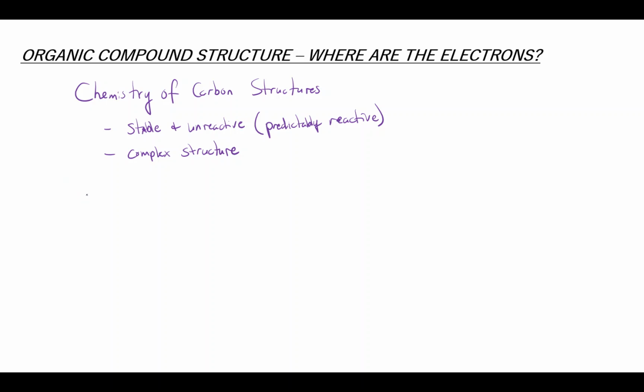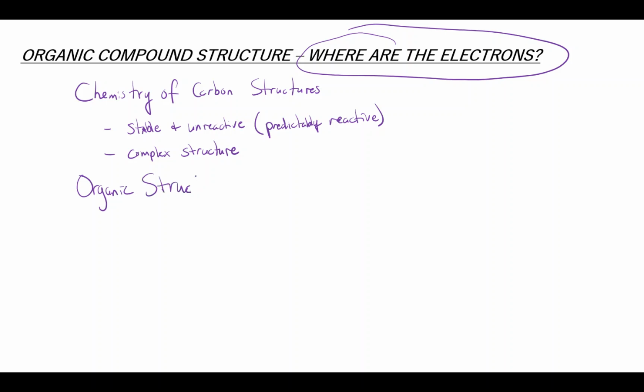But in order to understand these complex carbon structures and how they react, the main question we're going to ask is this question right up here: where are the electrons? Throughout this course, we're going to constantly be referring to where our electrons are. Every time that we draw or interpret an organic structure, no matter how complex, the information that it's giving us is where those electrons are. So organic structure tells us the location of electrons.